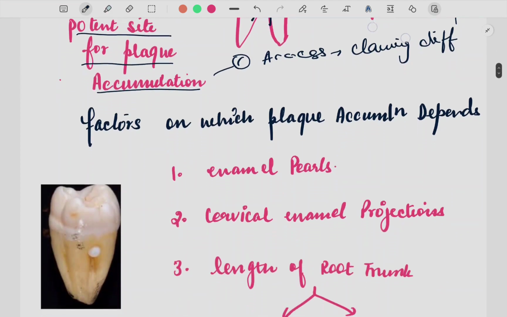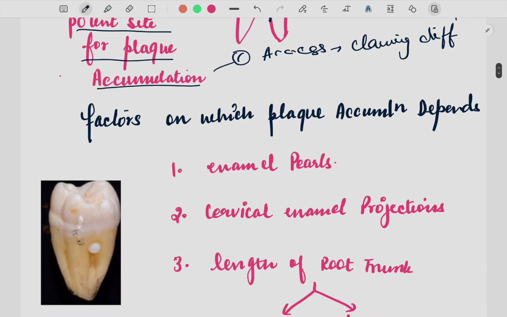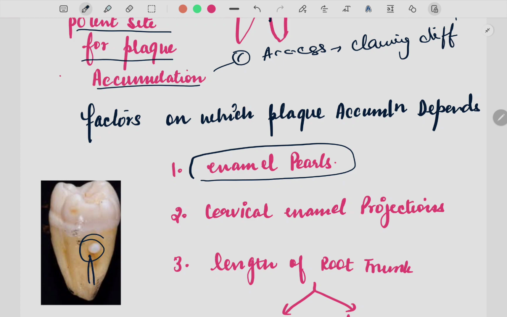Now coming to the other factors which can lead to plaque accumulation. In some patients, you might have seen a developmental anomaly that is known as enamel pearls. This is how enamel pearls look like. They are usually found at the site of bifurcation. And when somebody is having enamel pearls, in such patients, the chances of plaque accumulation increase because obviously this solidified structure is going to have more and more plaque getting collected over this. Okay, next what you have is cervical enamel projections.